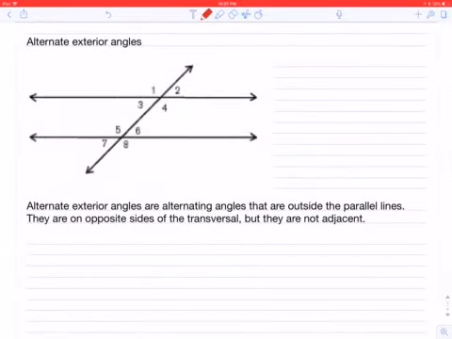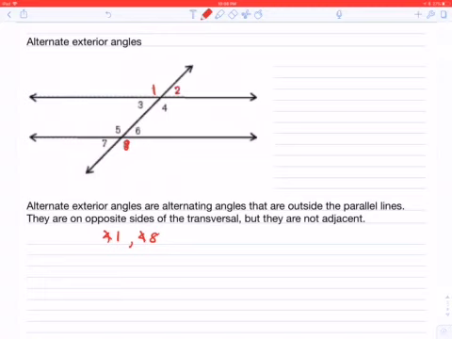Now, alternate exterior angles. These are angles that are outside the parallel lines. So angles 1, 2, 7, and 8 are outside the parallel lines. They're on opposite sides of the transversal, but not next to each other. So angle 1 and angle 8 are outside the parallel lines, on opposite sides of the transversal, but not next to each other. So angle 1 and angle 8 are alternate exterior to each other.